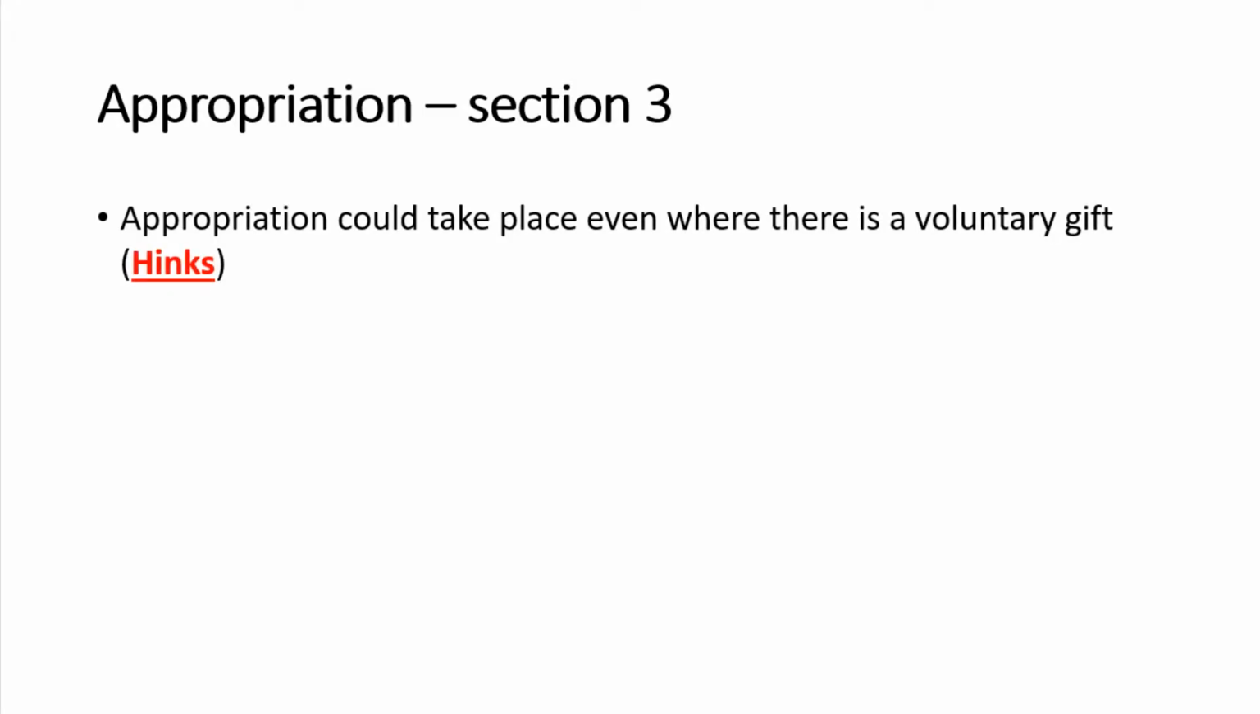Hinks is a case which is similar to the cases on consent, but it's where there was a gift. This was made by a man with low IQ, and he gave the defendant £60,000 over the course of several months. And that was held to be an appropriation even though he had given the money to her. Obviously this would not be enough on its own to be theft. You would have to establish all the other elements, including dishonesty.